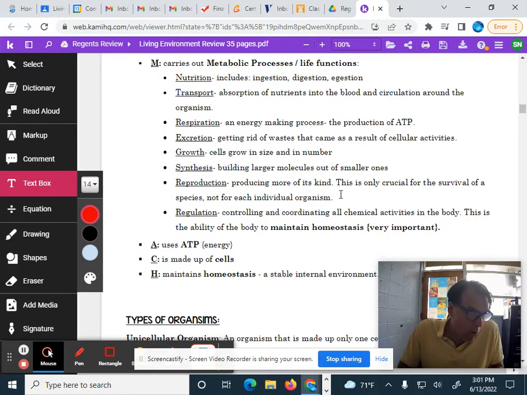Reproduction is making more, asexual and sexual. Asexual, you're going to have the same amount of chromosomes as the individual, or genes, same makeup of DNA. Sexual, you're going to get a combination of the two.